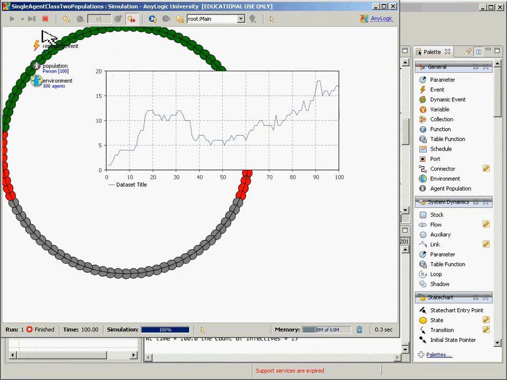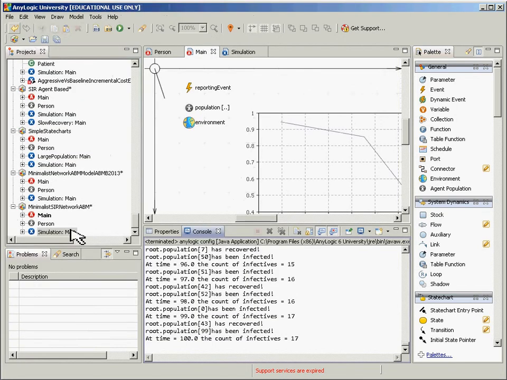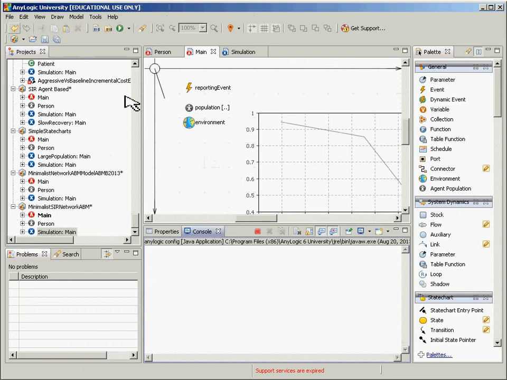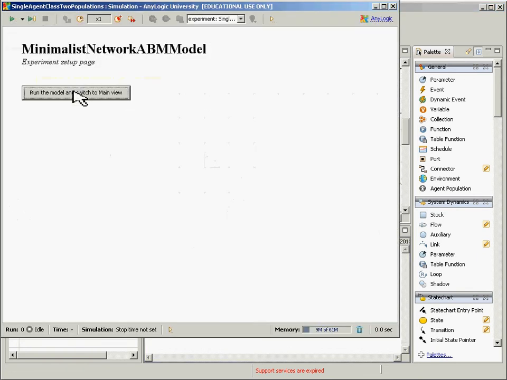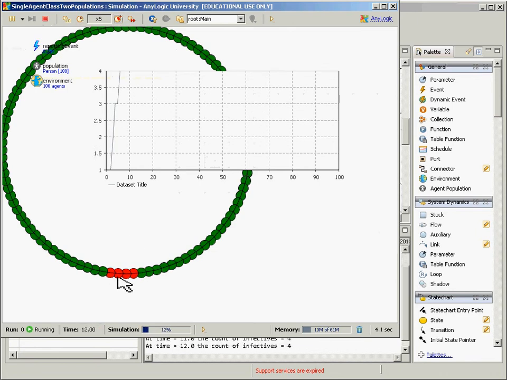Let's try that again. I'll try running that again with a ring layout. In other words, with the layout type being a ring layout. And you'll notice it's spreading out from this point in a very gradual sort of way. Okay.